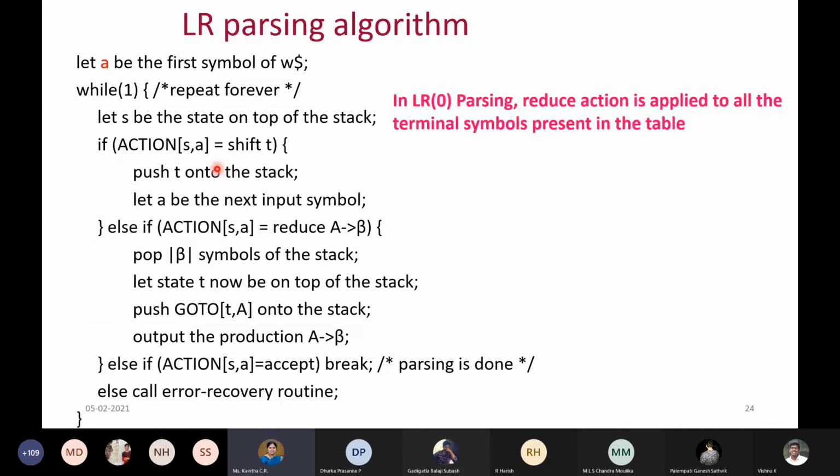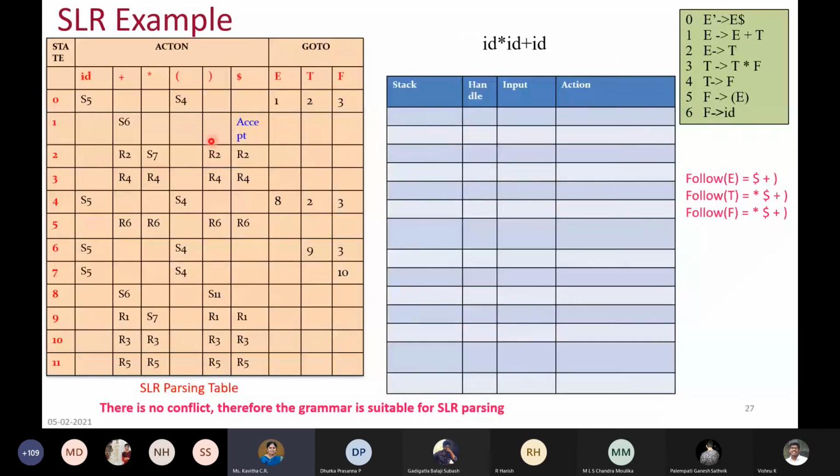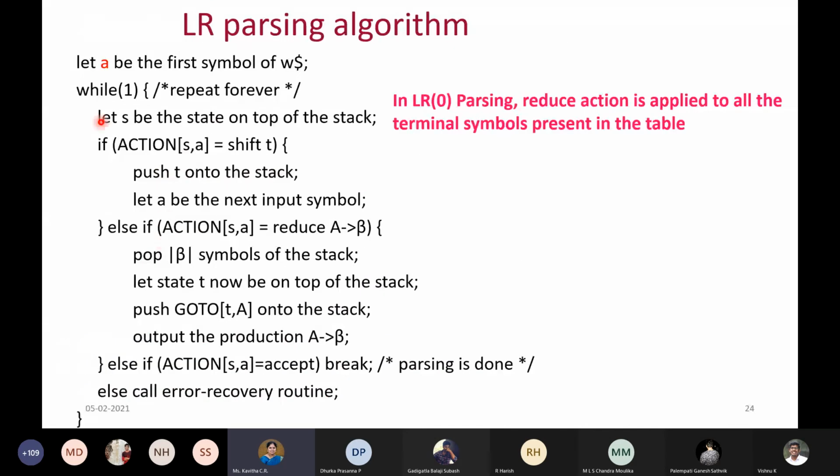After my construction of the table, or if I have already created my DFA, at the state S, we have to see for the input symbol A what the entry is. So action of S comma A is nothing but our table. If you see this table, this is the action. Either I can have the shift action, or reduce action, or accept, or the error. It is just like a table notation, like a 2-dimensional array.